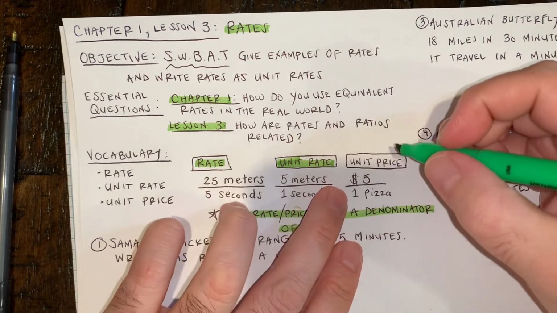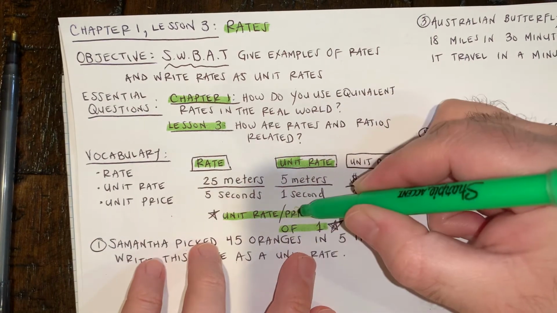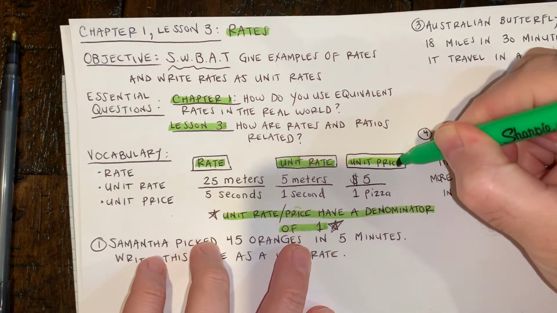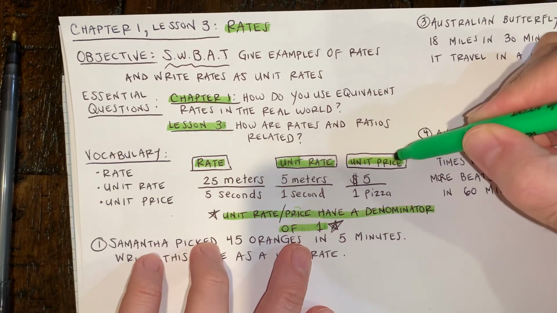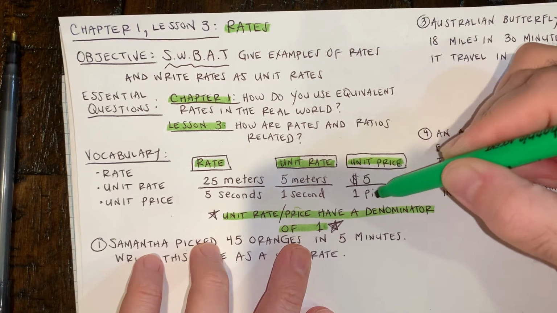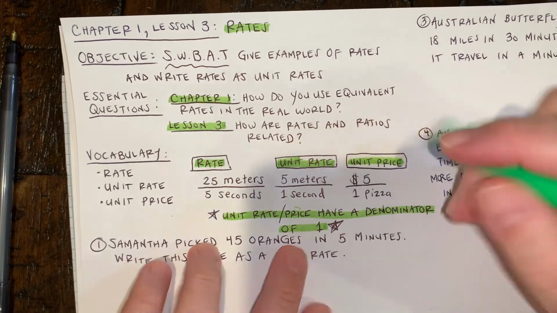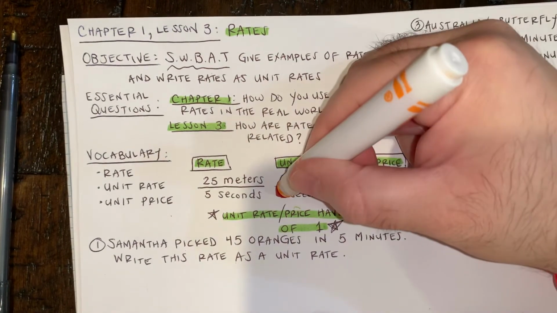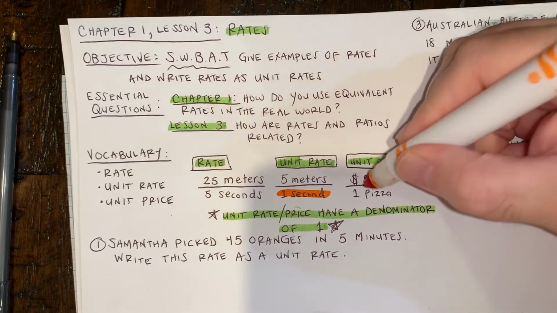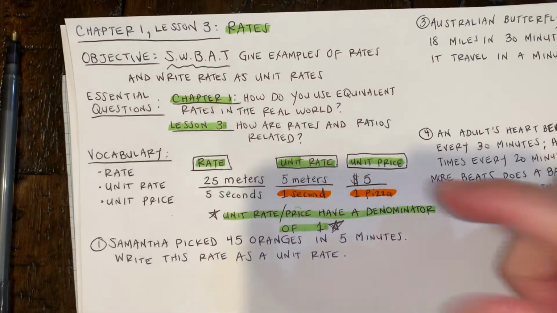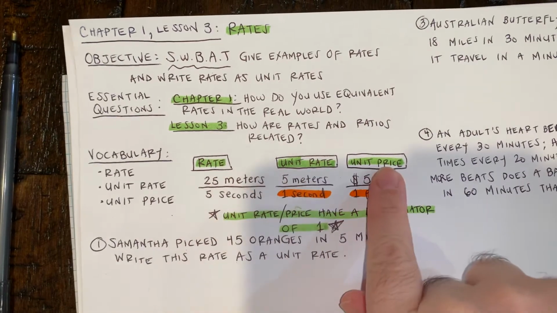The same thing with unit price. Unit rate, unit price have to have a denominator of 1. Obviously, the fact that it's unit price means that it deals with money. So you can see that $5 for every 1 pizza. So once again, every time you have a denominator of 1, it's going to be specifically a unit rate, or a unit price if it deals with money. So that is the difference between rate, unit rate, and unit price.